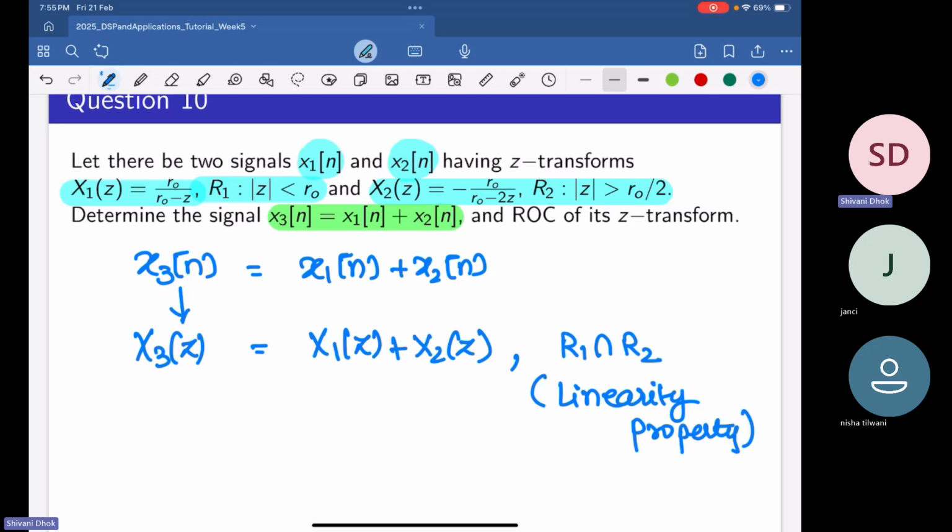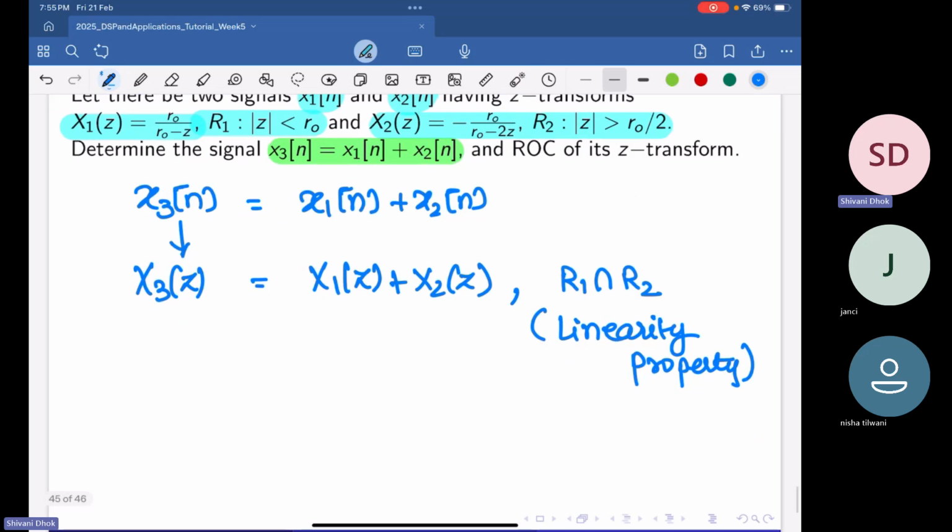And similarly, if I want to go from X1 intersection, X1(z) plus X2(z), to this side, or find the inverse z, then that will be x1(n) plus x2(n), by the linearity property. And going in the opposite direction is only possible when this R1 intersection R2 is true. So let us first figure out what R1 intersection R2 is. So our ROC is R1 intersection R2.